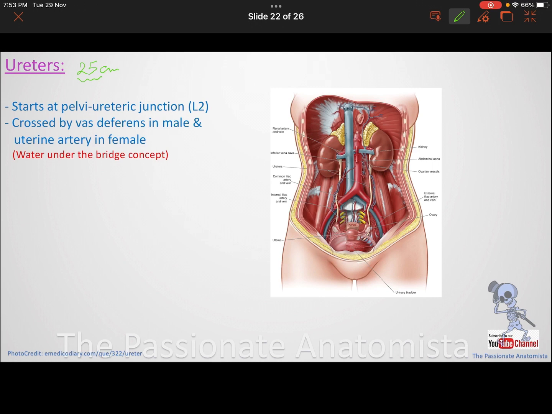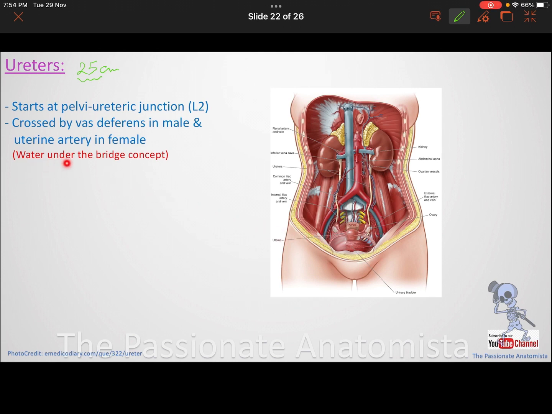2.5 was the thickness of the kidney, 5 was the width of the kidney, 10 was the length, and the length of the ureter is 25 centimeters. It extends all the way from the pelviureteric junction at the level of L2 all the way to the urinary bladder. It's only one. Okay, and it's crossed by important structures in the pelvis.